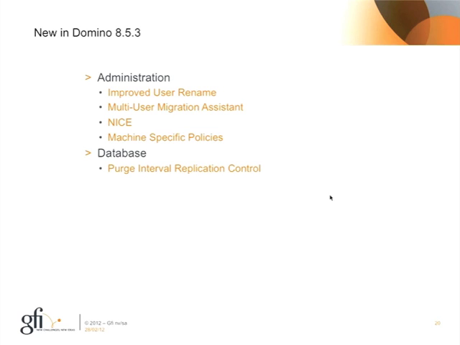On the database level, they've introduced purge interval replication control. This new database feature is designed to avoid ghost documents reappearing in databases when they are not replicated for 90 days or more because of deletion stubs not being there anymore. Once it's enabled, they will not reappear in the database, but a Domino domain monitoring document will be created when it attempts to do it, so you'll be alerted.